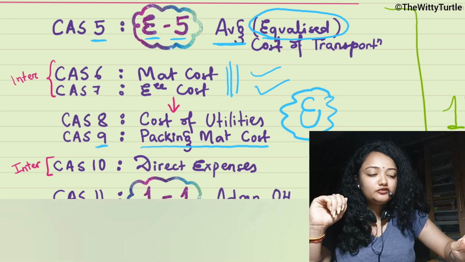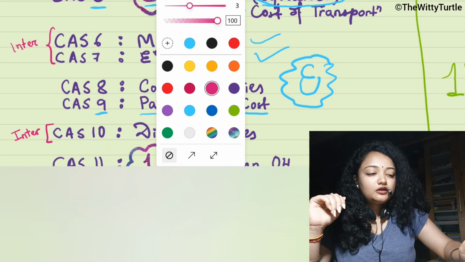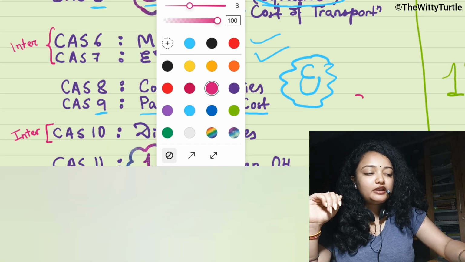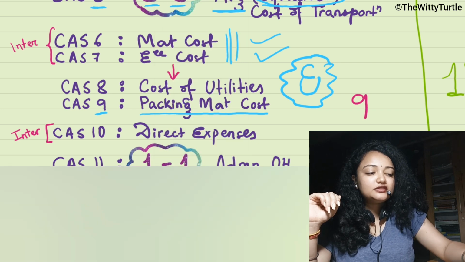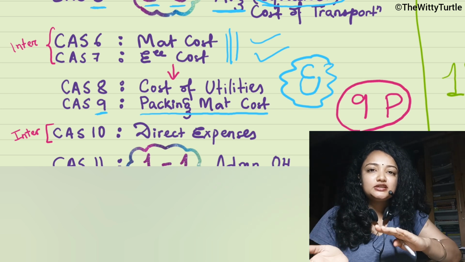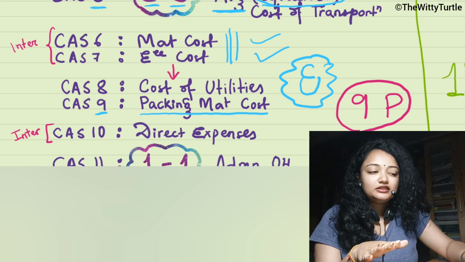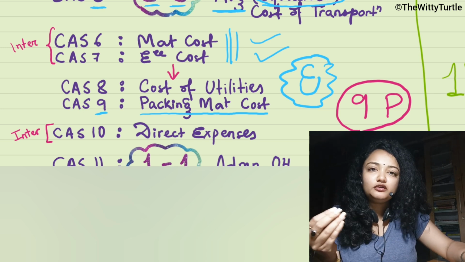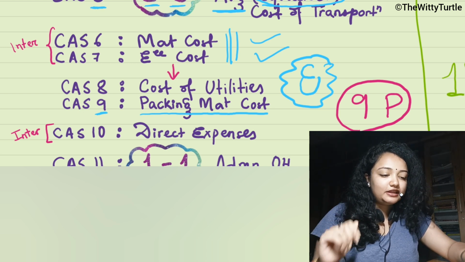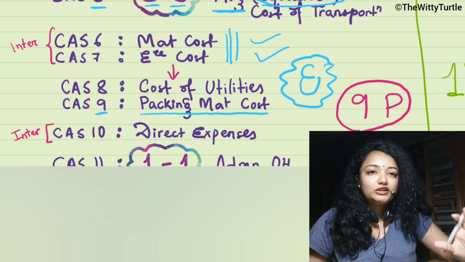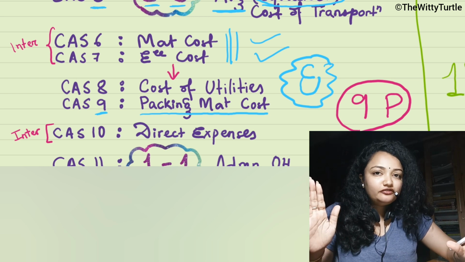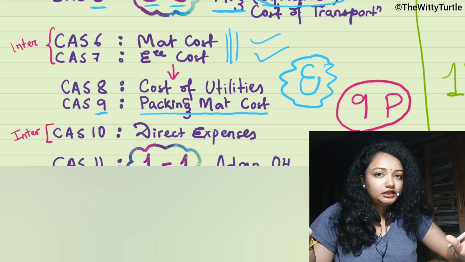Another thing, how you can remember this: this is number 9, right? This is number 9 and this is your P. So if we consider the mirror image of 9, then that comes as P. So P for packing material cost, right? So that was cost accounting standard 9. Out of 24, we have completed 9, right?